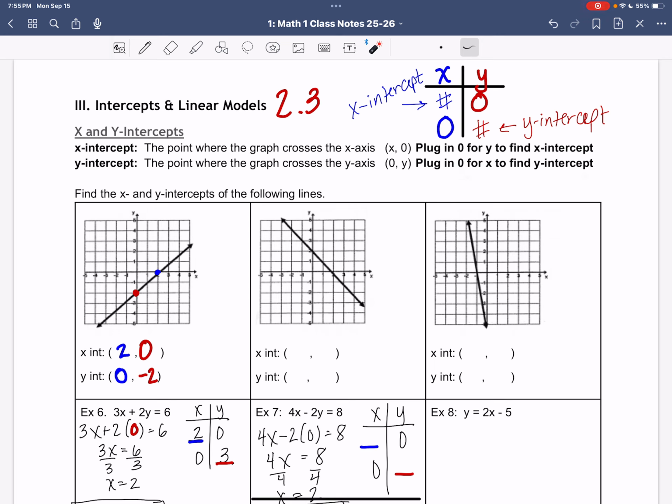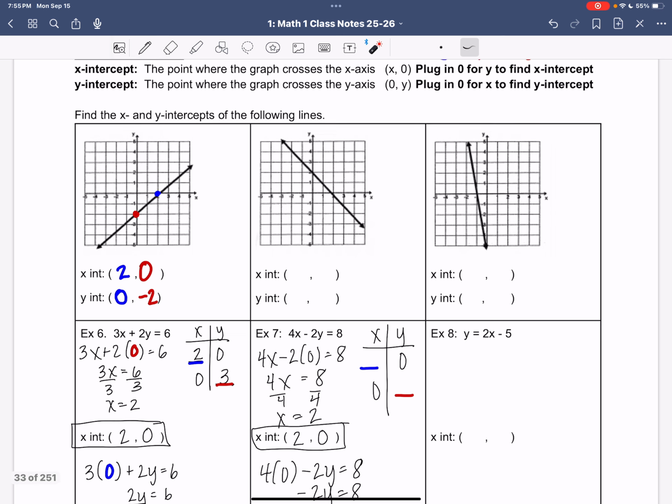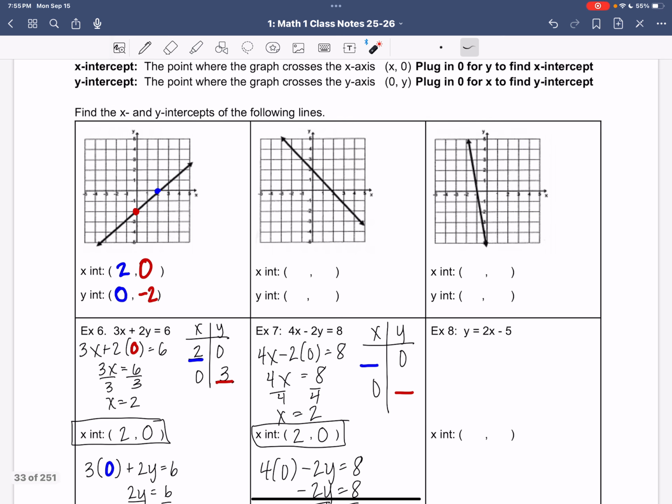y-intercept. So what I like to do is I always like to make a table, and when I make my table, I know if I'm looking for my x, that's the x-intercept, so I just make the other one 0. And if I'm looking for my y, that's the y-intercept, and I just make the other number 0. So I make a little table just to help keep my ordered pairs in order and organized.